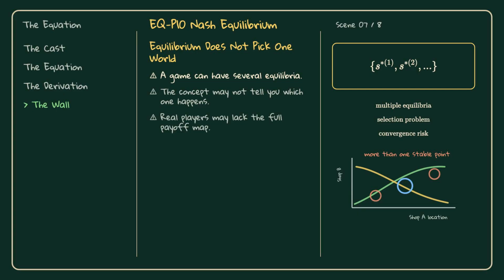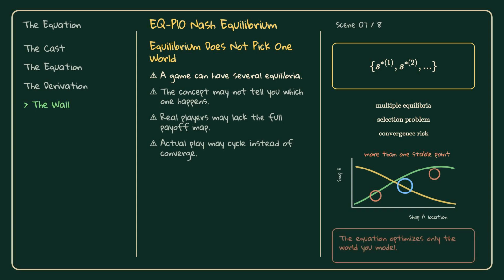Some games have one equilibrium. Many have several. That creates the equilibrium selection problem. A group can agree to meet at the north gate. A group can agree to meet at the south gate. Both are stable if everyone expects the same gate. The theory alone may not pick one.